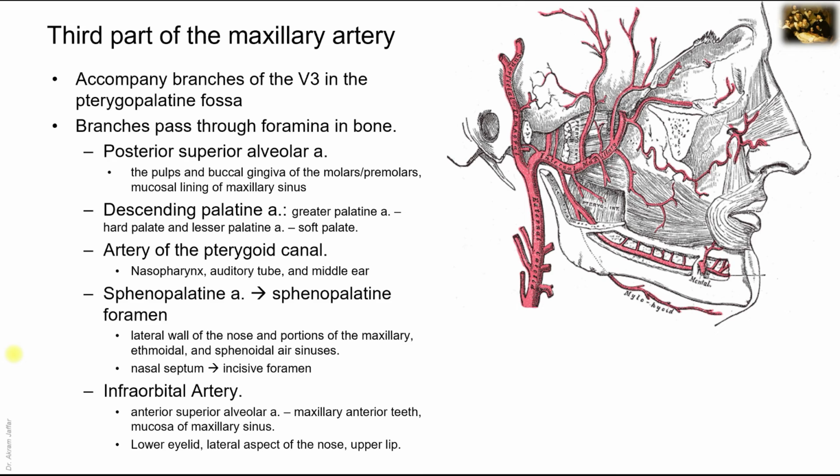the pterygopalatine fossa. These are the branches of the third part of the maxillary artery, and they include the posterior superior alveolar, the descending palatine, the artery of the pterygoid canal, the sphenopalatine artery, and the infraorbital artery. I'm not going to go into details of these arteries because these are dealt with in the pterygopalatine fossa.